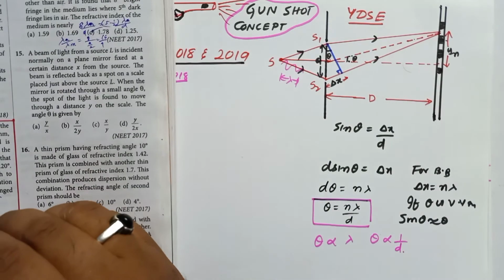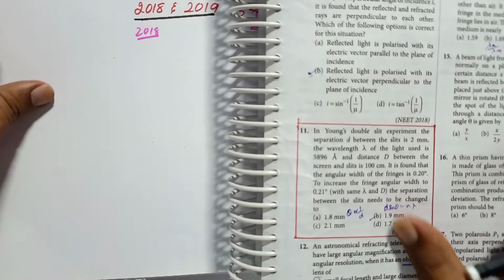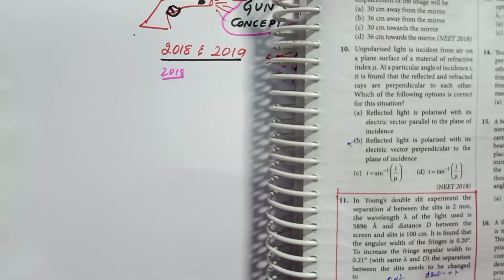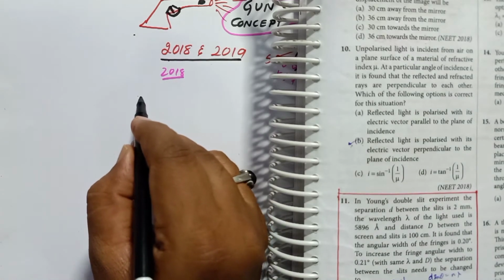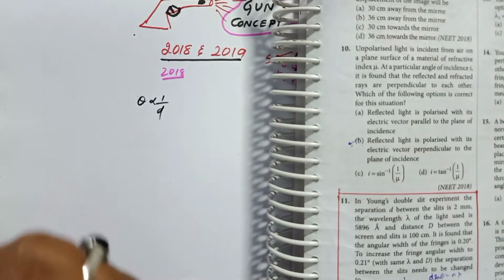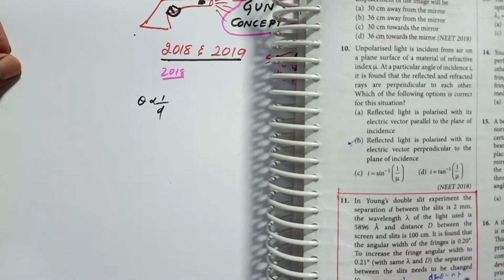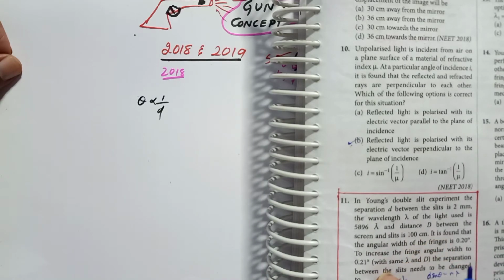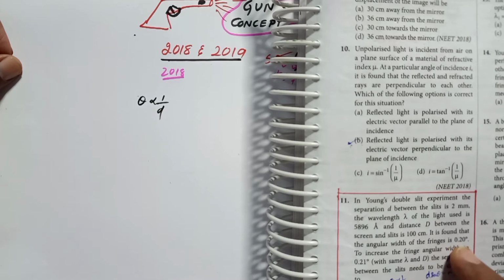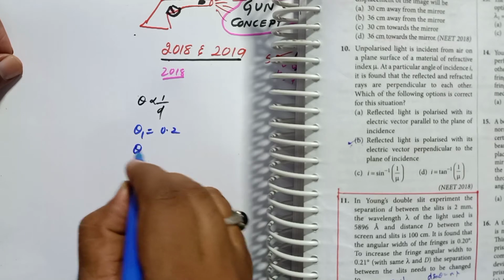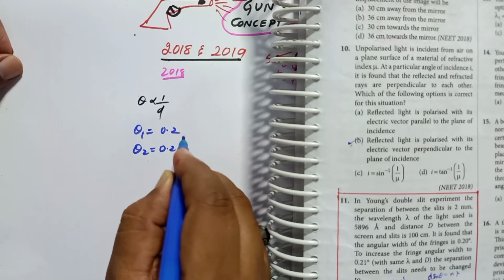If you observe this problem, which was asked in a previous year, let us see how we are going to solve it. The angular fringe width is given here. Now let us see what is happening. Theta is inversely proportional to d here. So first of all, the angular fringe width is given: theta 1 is given as 0.2, and theta 2 is given as 0.21 degrees.